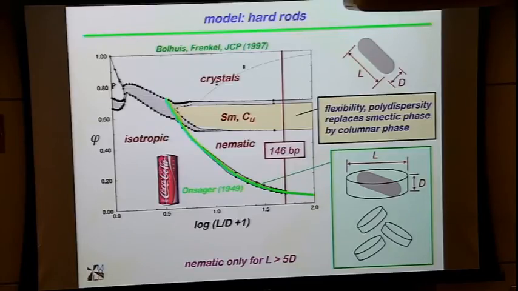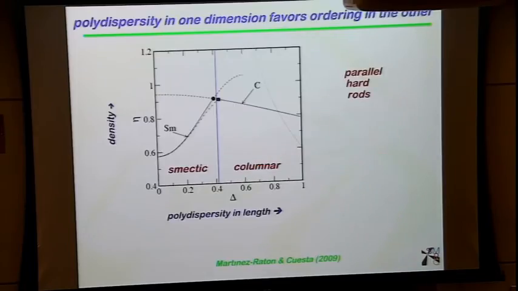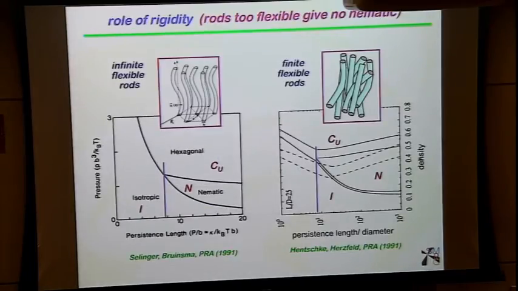Columnar phases, right. So if they're polydispersed in length, then putting them in layers doesn't buy you very much, because they can still stick into the next layer, and that jams things up. So if they're polydispersed in length, then they'll tend to go in the columnar phase. So that's what happens in DNA.